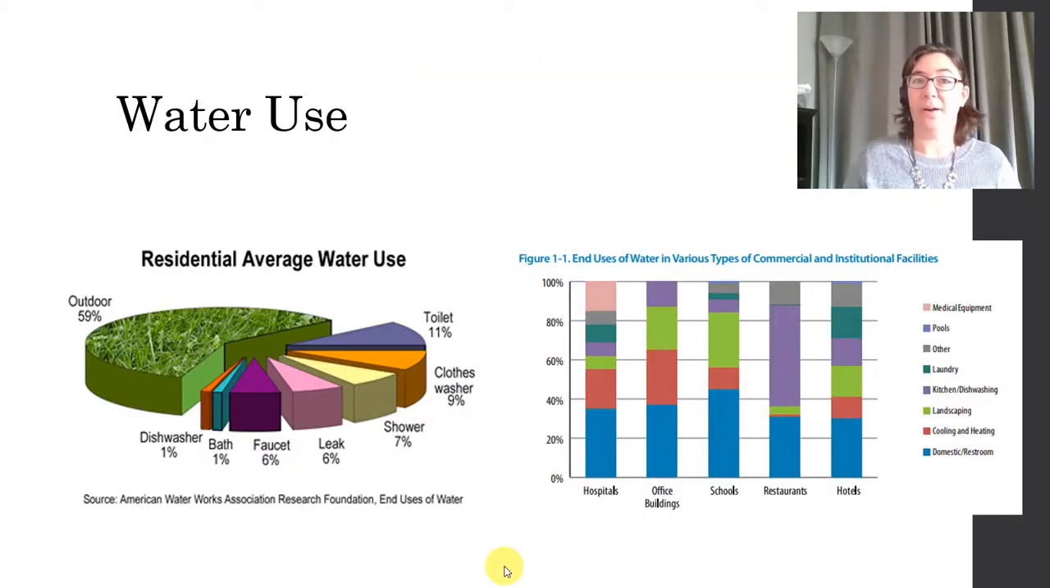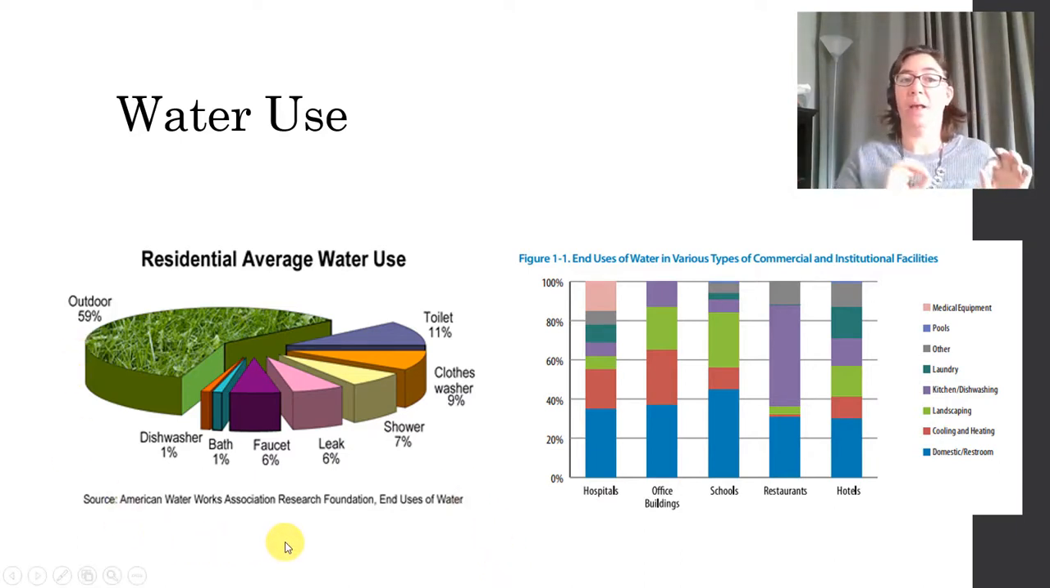How do we use water in our buildings? Let's take a look. On the left, we have some residential water use, and it looks like over half of the water used in residences is used for landscaping and in the outdoors. For the indoor uses, the major components are the toilet and the clothes washer, also showers, faucets, which include the kitchen and sinks, and also our dishwasher and baths. Note the major component of leaks in here.